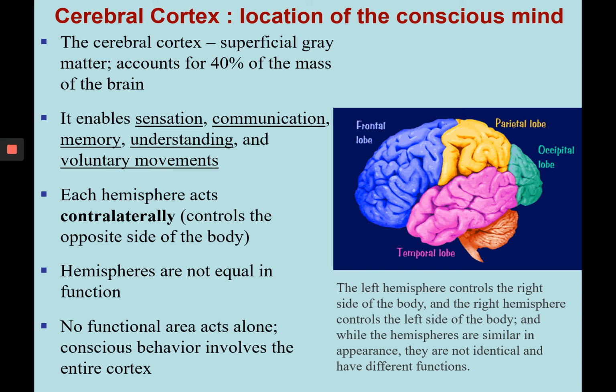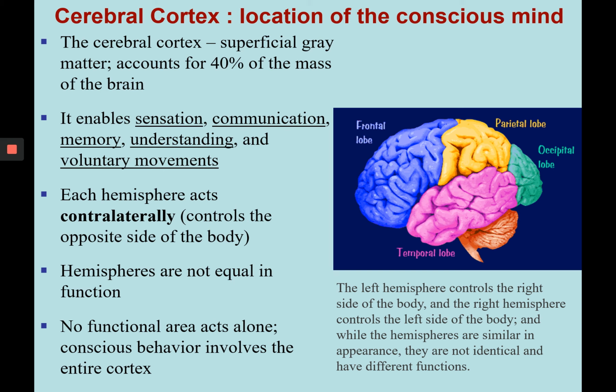And that's because it's really important for the integration of information that is involved in not only sensation, but also voluntary motor movements. This also includes communication, memory, and understanding. And each hemisphere is able to act contralaterally, or controls its opposite side of the body. What that means is that the left hemisphere controls the right side of the body, and the right hemisphere controls the left side of the body.